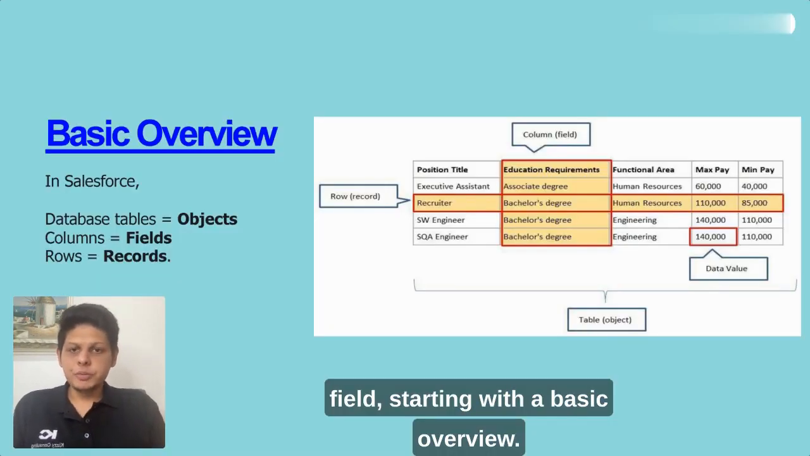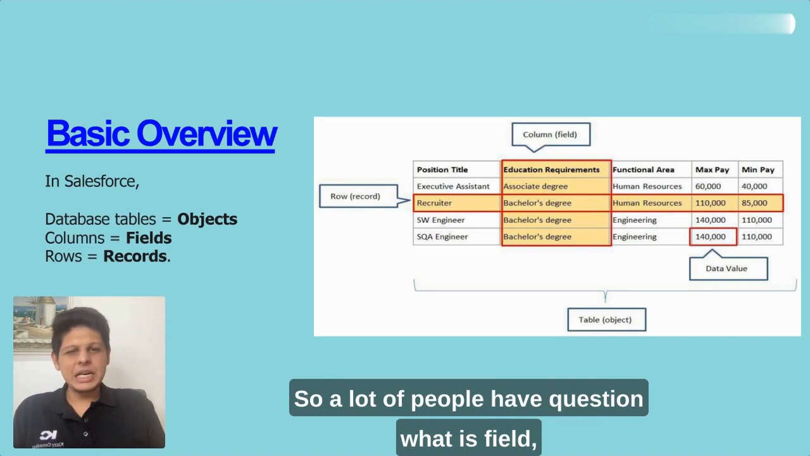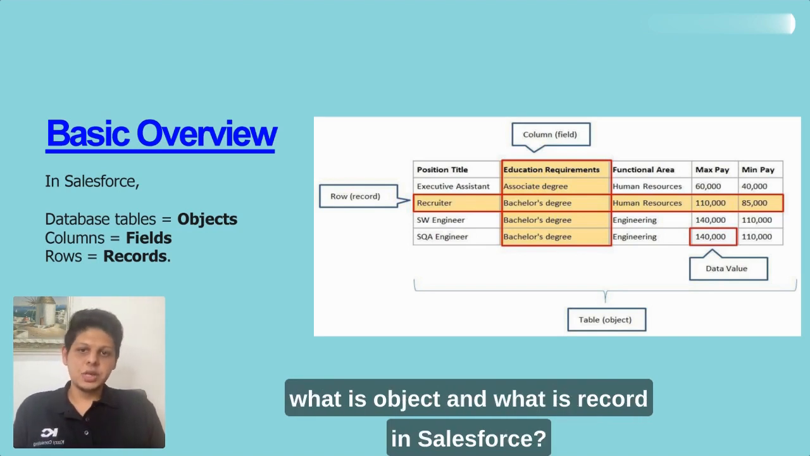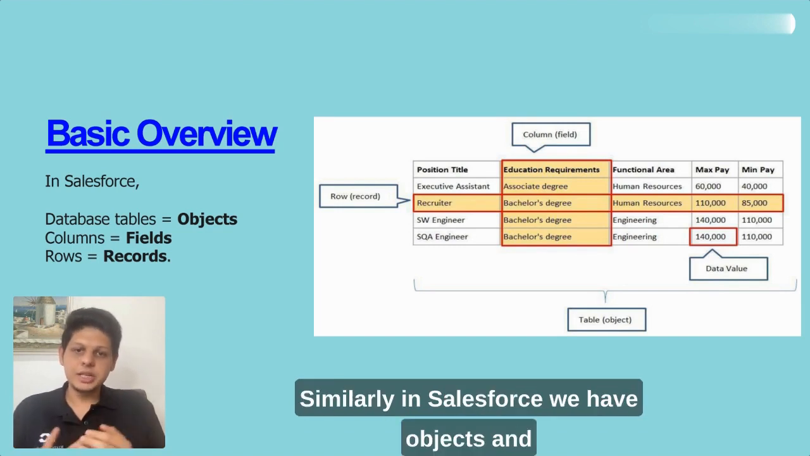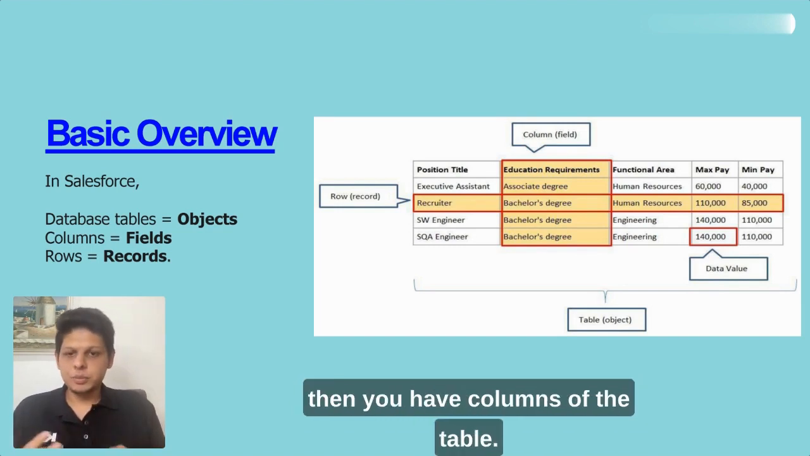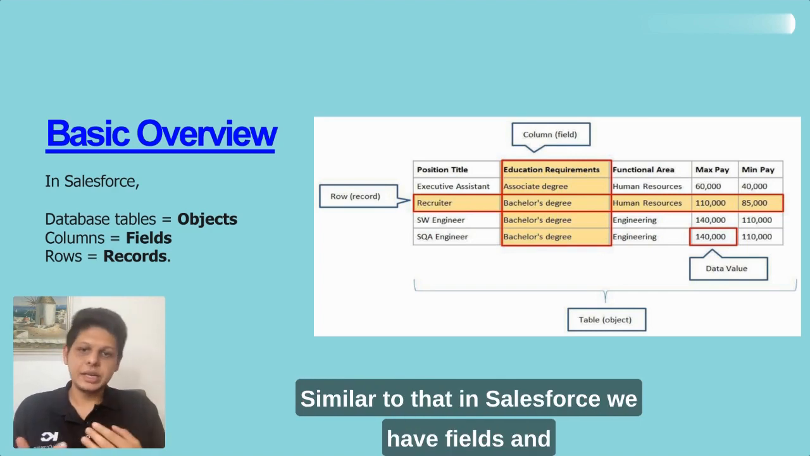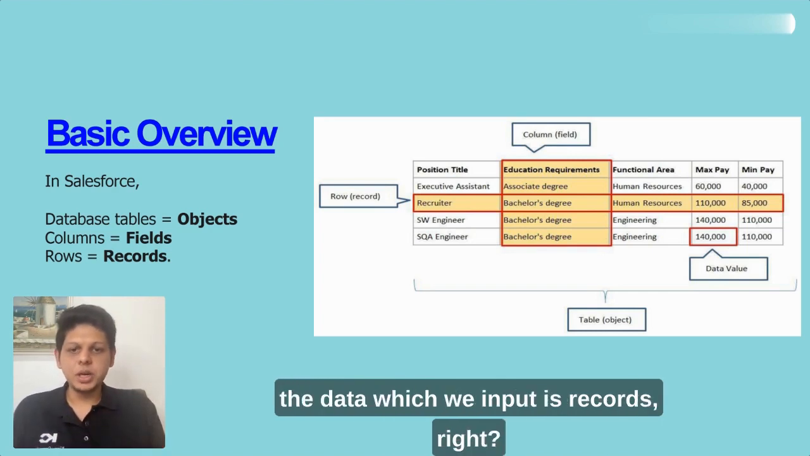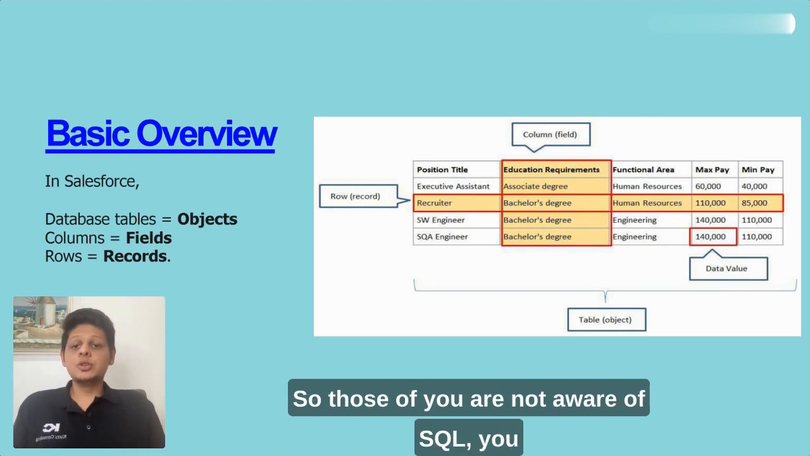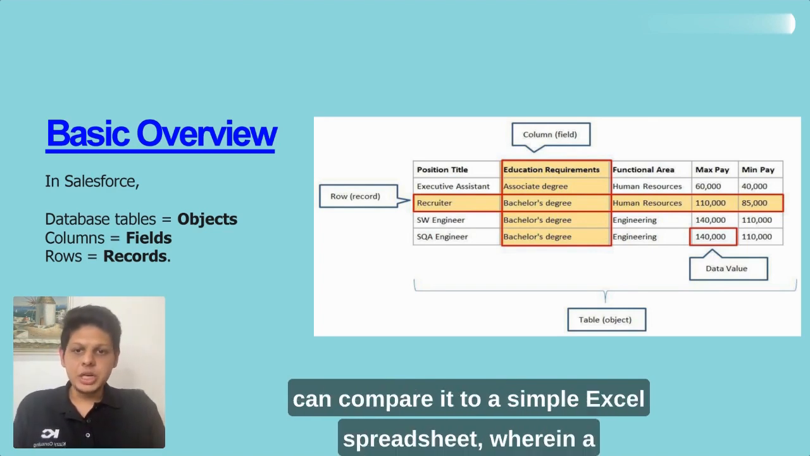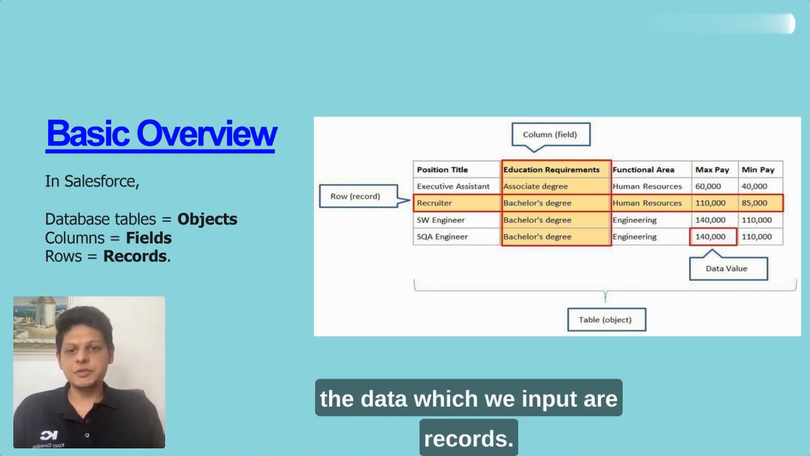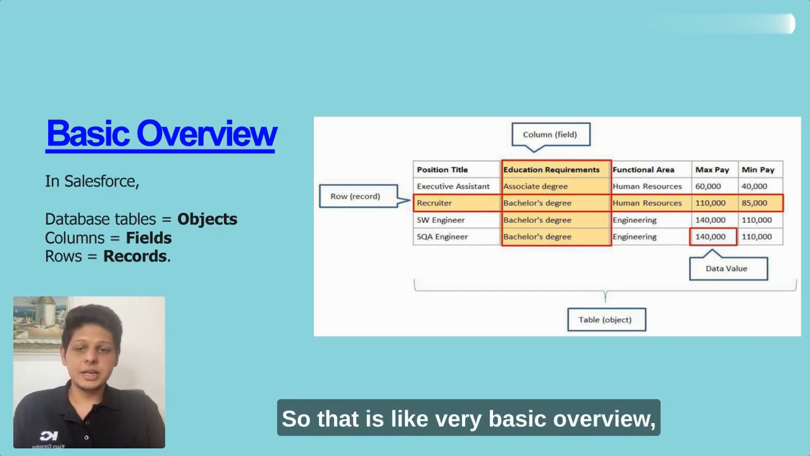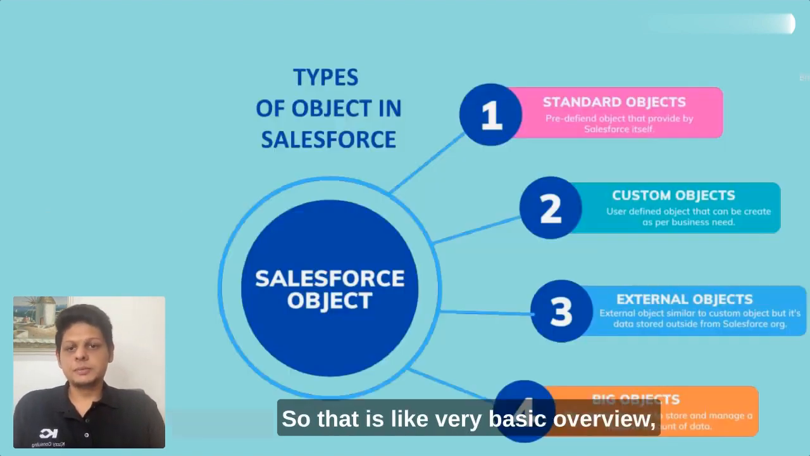Starting with a basic overview. A lot of people have the question: what is a field, what is an object, and what is a record in Salesforce? So I usually compare it to SQL, where in SQL you have a table. Similarly, in Salesforce we have objects, and then you have columns of the table. Similar to that, in Salesforce we have fields, and the data which we input is records, right? So those of you who are not aware of SQL, you can compare it to a simple Excel spreadsheet, wherein a spreadsheet is an object and the columns are fields, and the data which we input are records. So that is a very basic overview.